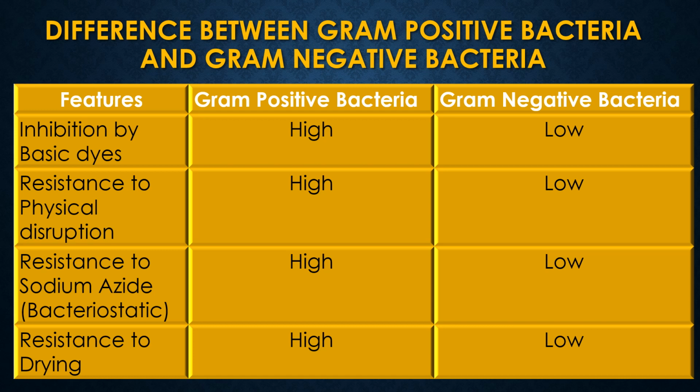And resistance to sodium azide, which is a bacteriostatic agent. The gram-positive bacteria are highly resistant to sodium azide, but the gram-negative bacteria have low resistance to sodium azide. Regarding the resistance to drying, the gram-positive bacteria are highly resistant to drying, but the gram-negative bacteria have low resistance to drying.